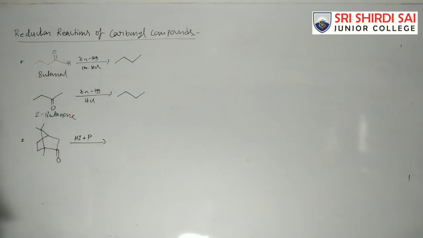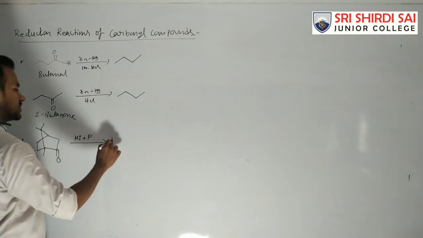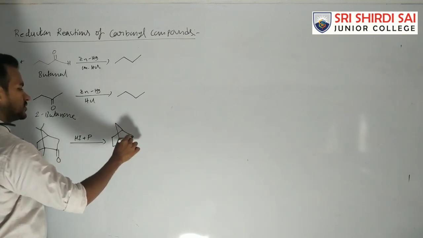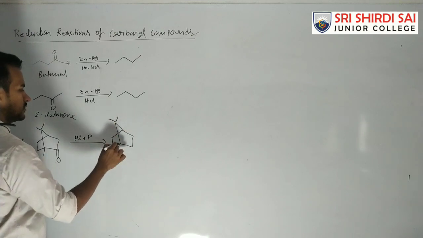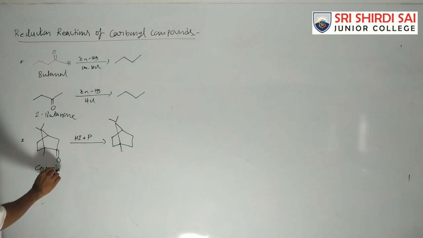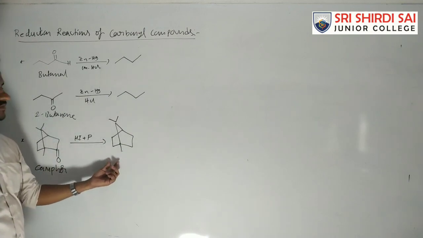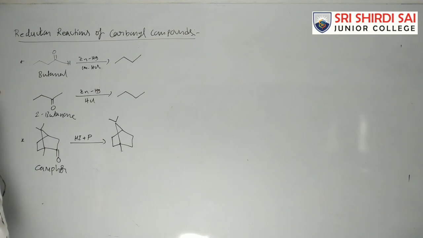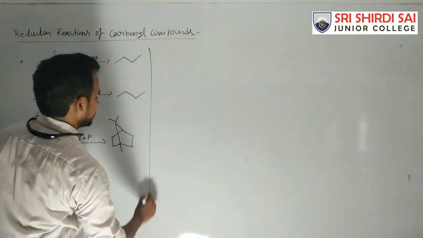Next, HI and red phosphorus. With HI and red phosphorus, the CO is again converted to CH2. So this is actually camphor. The camphor on reduction gives this compound, a hydrocarbon, camphane. So these are some examples.